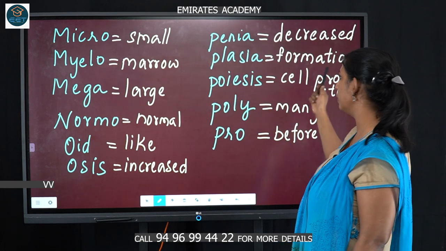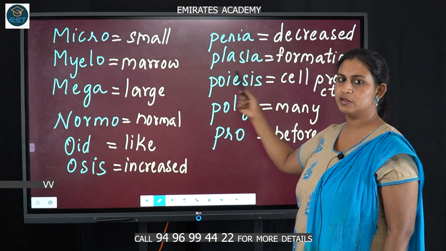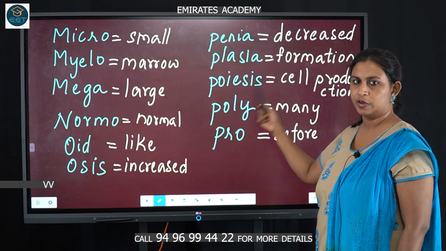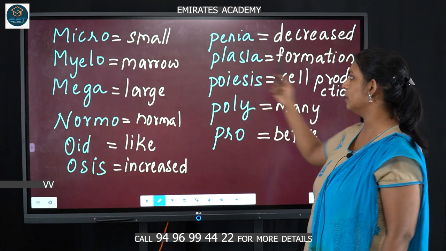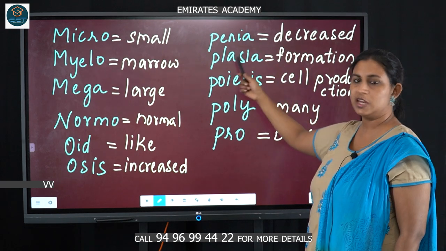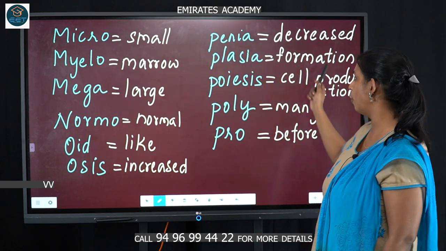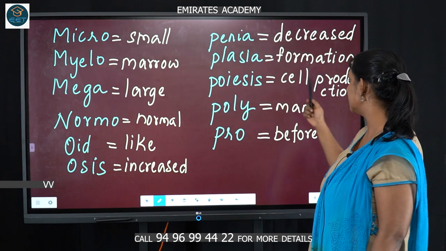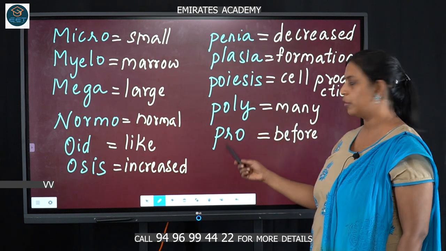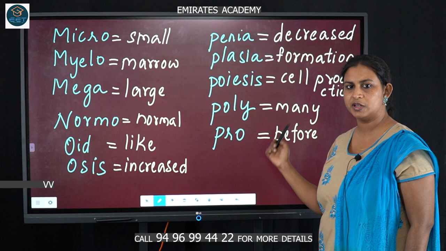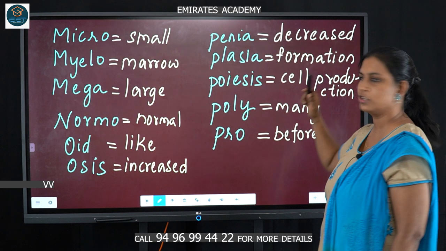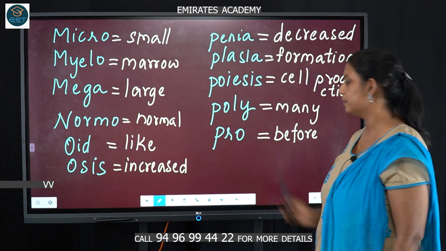Plasia means formation, okay? Plasia means formation. Poiesis means cell production, hematopoiesis, okay? So poiesis means cell formation. Penia means decrease, plasia means formation, poiesis means cell production, hematopoiesis, so cell production. Poly means many, pro means before, okay?